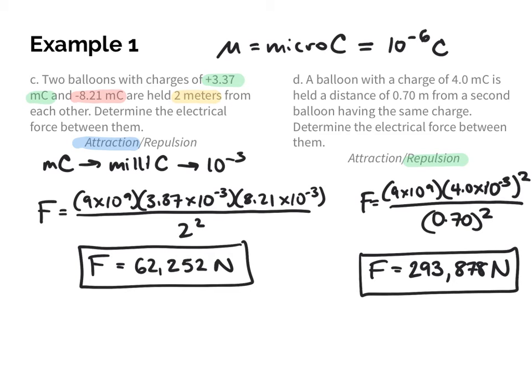Your force you should get is 293,878 newtons. I kind of did a shortcut method here, since they were both the same charge. I just took the charge, 10 to the negative third for milli, and I just squared that to represent both the charges of each balloon. So again, this is using the Coulomb's Law equation to figure out the force of attraction or repulsion between two charged objects.